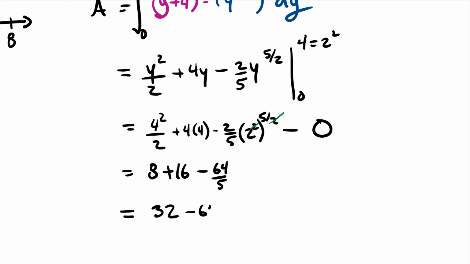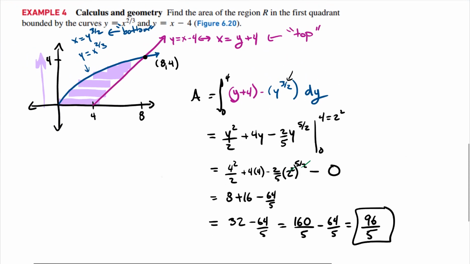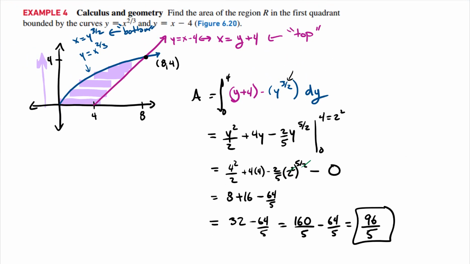So 32 minus 64 over 5. What's that? 160 over 5 minus 64 over 5. That is 96 over 5 units. And it's also good when it ends up being positive. It lets you know you put the top one at the top and the bottom one at the bottom. If you ever end up with a negative, you probably put the top on the bottom and the bottom on the top. But there it is.